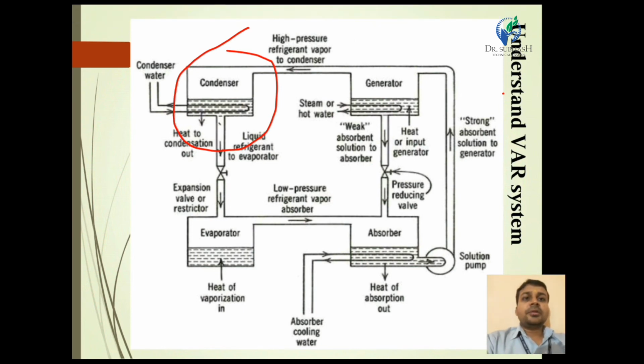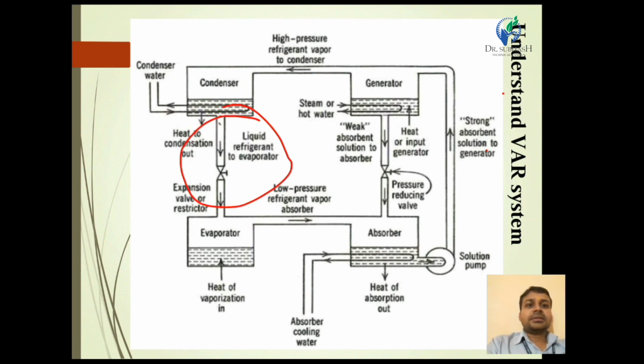The condenser converts the gas refrigerant into NH3 liquid refrigerant, and more heat is rejected in the condenser. After the conversion, the liquid refrigerant is passed to a throttling device, but in the VAR system we call it a pressure reducing valve, not an expansion device. Expansion devices are mostly used in the VCR system, and the pressure reducing valve is used in the VAR system.